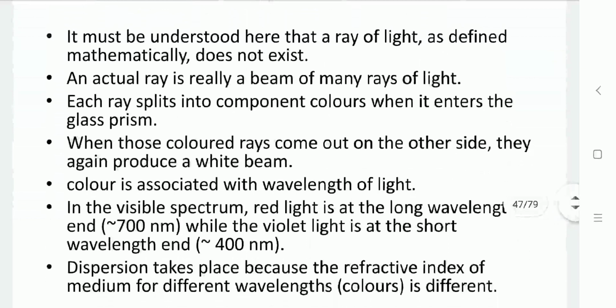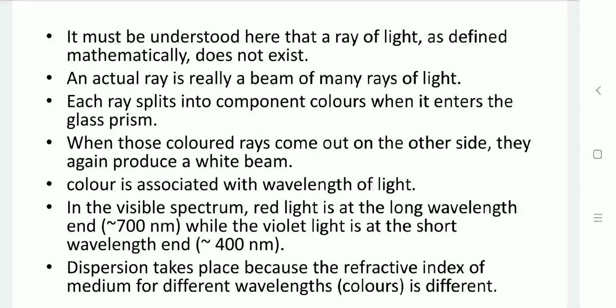Here, a ray of light mathematically cannot exist, we cannot define it. It is a beam of many rays of color, and it splits into a number of components while passing through the glass prism. When these colors come out from the other side, they produce a white beam. As we can see, the inverted prism generates a white beam by combining all the colors associated with the wavelengths of light. The visible spectrum is from 700 nanometer to 400 nanometer.